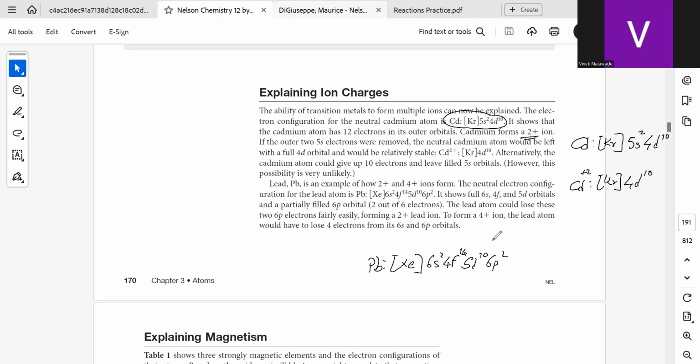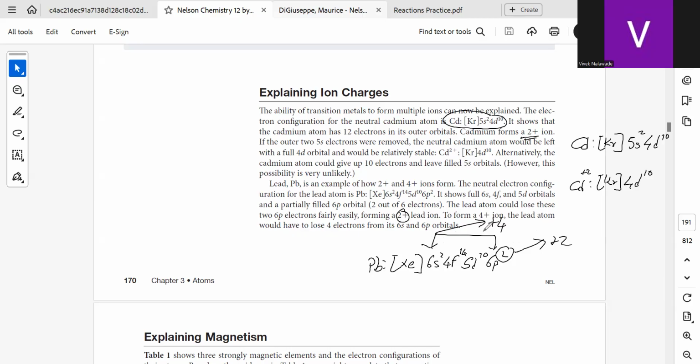So now it makes more sense. If you observe the 6p, two electrons from here can go, that will become plus 2. If two electrons from the 6s are also lost, this makes it plus 4. The inner ones, you don't generally remove those electrons; it is only the outermost. Those are harder to remove.